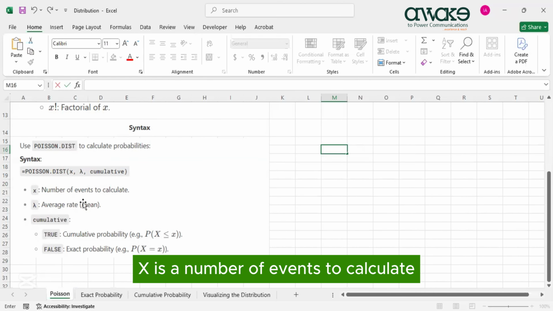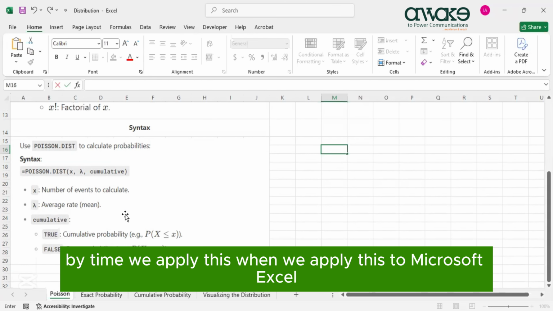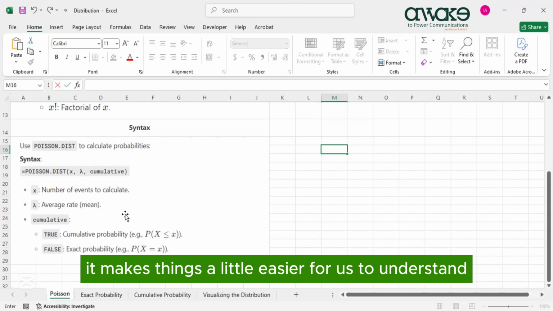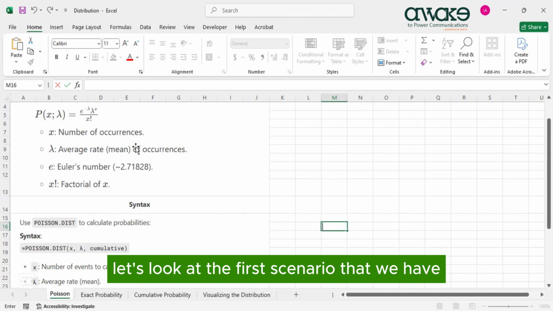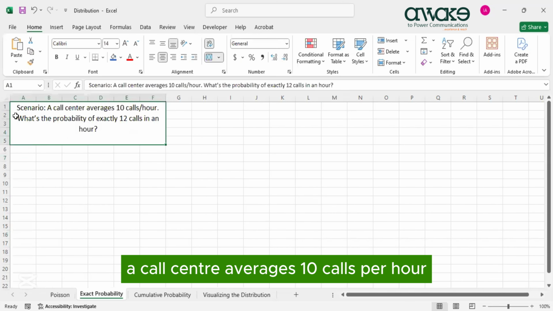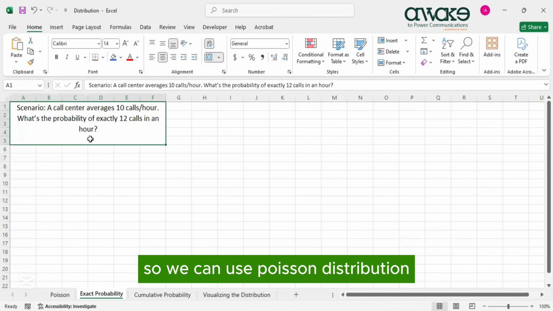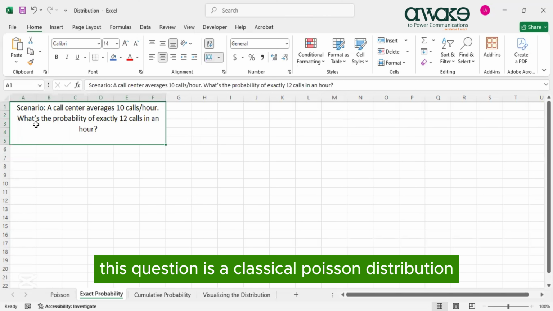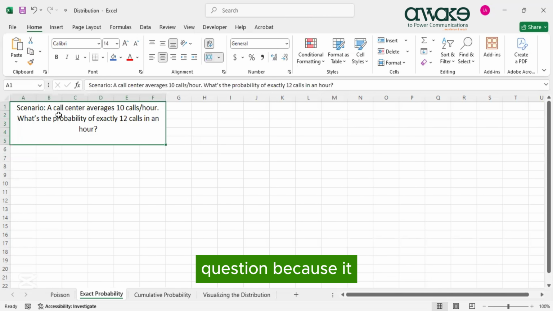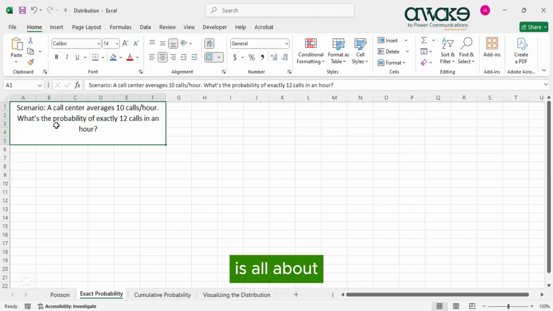x is the number of events to calculate, while lambda is the average rate or the mean, okay? When we apply this in Microsoft Excel, it makes things a little easier for us to understand. Let's look at the first scenario that we have, calculating exact probability. Say a call center averages 10 calls per hour. What is the probability of exactly 12 calls in an hour? So we can use Poisson distribution. This question is a classical Poisson distribution question because it satisfies the definition of what Poisson distribution is all about.